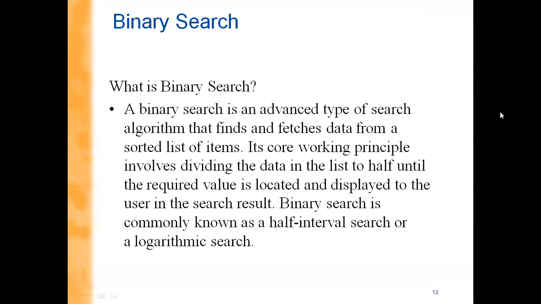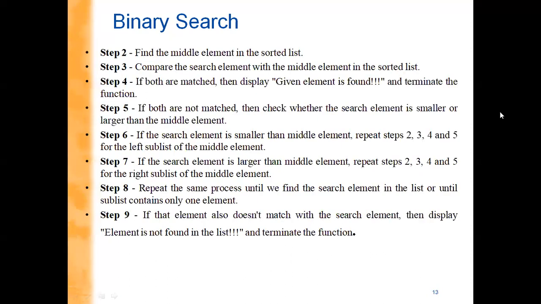So what is the basic procedure of binary search? A binary search is an advanced type of search algorithm that finds and fetches data from a sorted list of items. Its core working principle involves dividing the data in the list in half until the required value is located and displayed to the user in the search result. Binary search is commonly known as half interval search or logarithmic search.